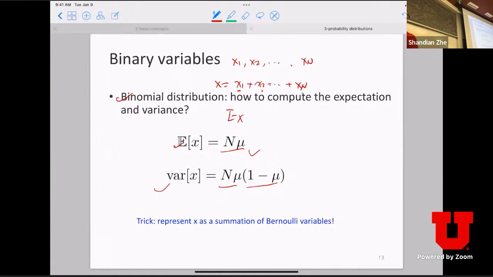And then similarly, if you want to do the variance, because you're taking the variance of a summation of independent random variables, it is essentially the summation of the variance of each individual random variable. Any questions so far? I believe everyone has heard of this trick before.